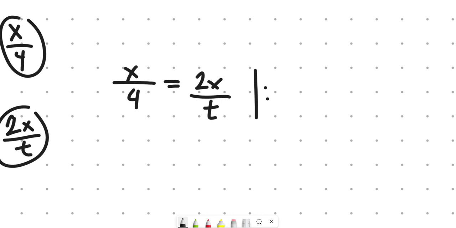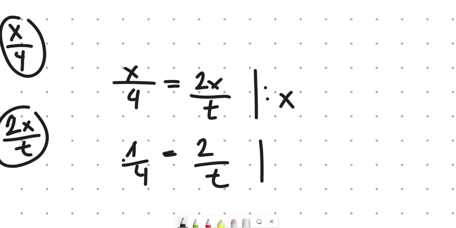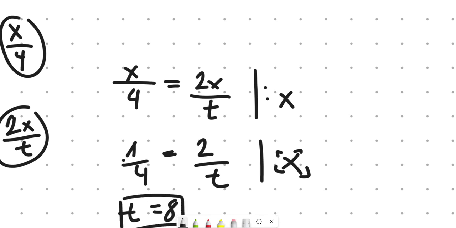So now we divide by x, where x is not 0, because x cannot be 0 since the square doesn't have 0 length. So we have 1 over 4 is equal to 2 over t. Now for the last part, we just cross and multiply, and we'll get that t is equal to 8. So that's the end of the video. We have solved the problem, and I hope you have liked this video.